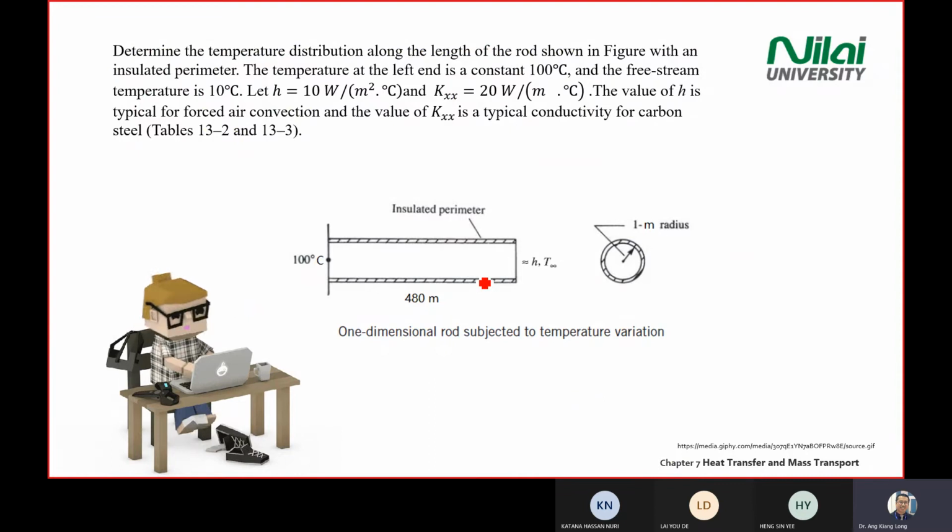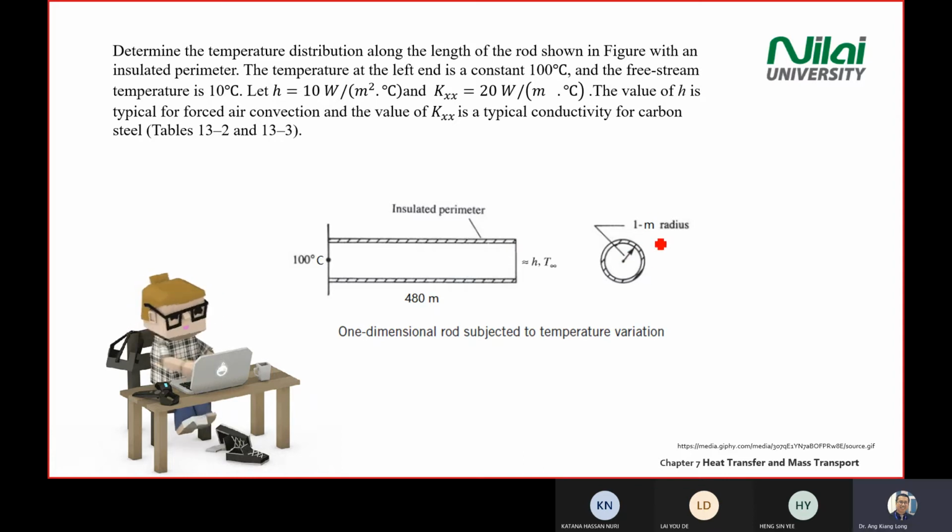Look at the screen here. You're having a sample. There's a rod here, and you will be told that this pipe or this rod was insulated at the perimeter, and you are having an h comma T infinity. Again, this is a hint for you. If you see h, it means you're having a convection process. And you're having a temperature on one side, 100 degrees C, on the left-hand side. The length is 480 meter, and the radius is 1 meter for simplicity.